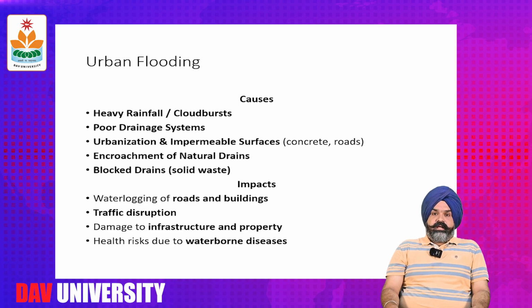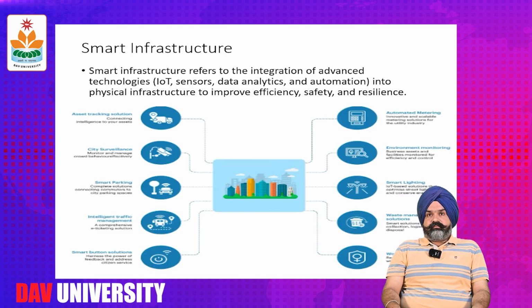Other impacts are traffic disruptions, damage to the infrastructure and property, and health risk due to waterborne diseases. Basically, urban flooding directly leads to health risk. There are many diseases which are waterborne, so it is directly proportional to waterborne diseases.